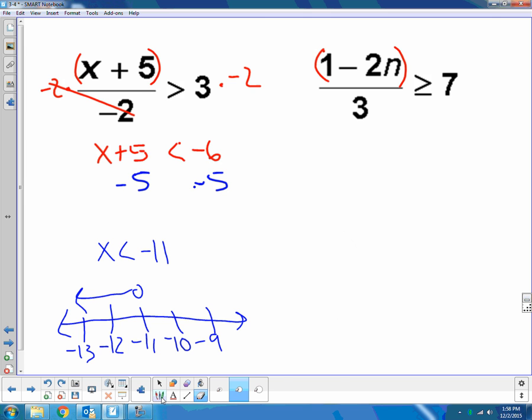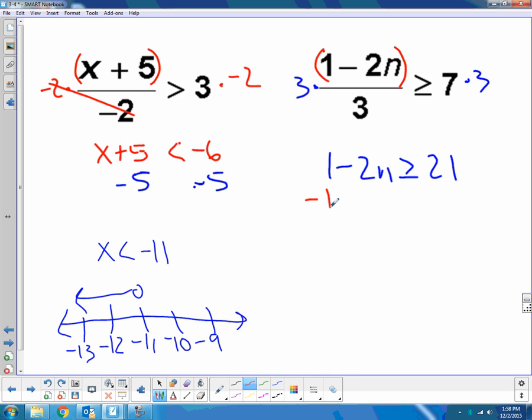Same idea for the next one here. If I'm going to solve this, I'm going to do times 3, times 3. Now I'm multiplying by a positive number, which means that I leave that symbol alone. Now, like in the first example, I want to subtract 1 when I deal with that adding or subtracting first. I'll subtract 1, because 1 minus 1 is 0, which means those 1s would no longer be there to worry about.